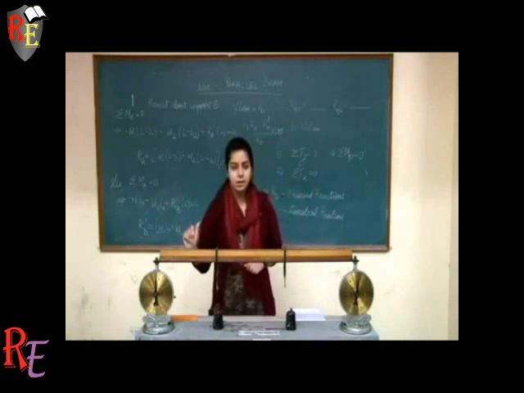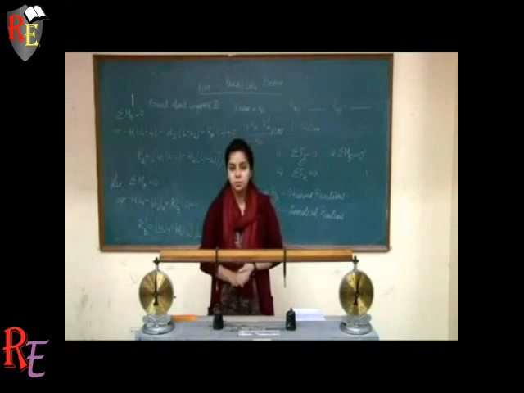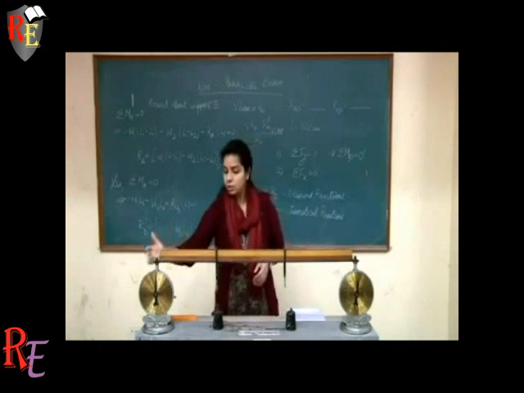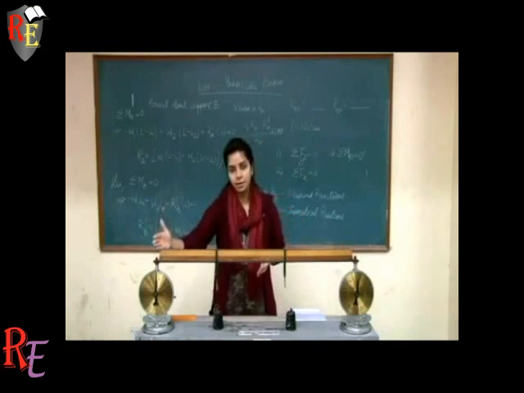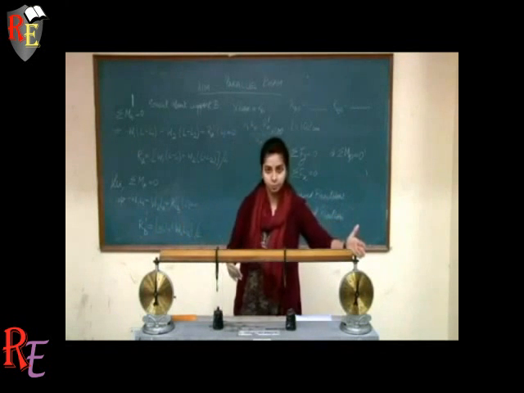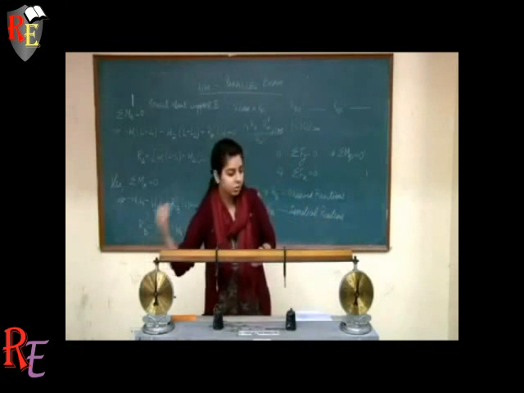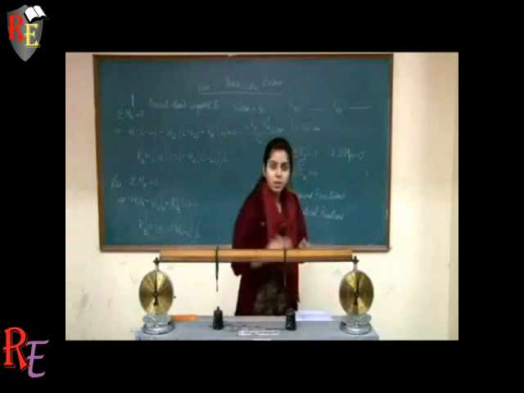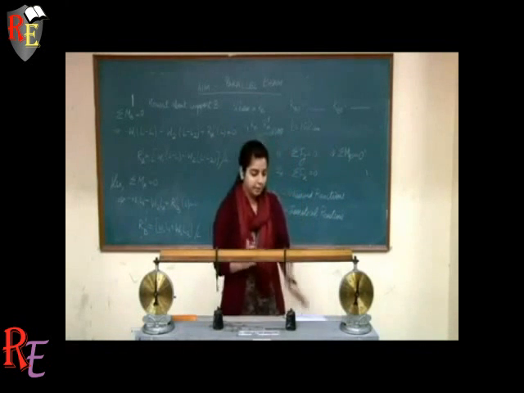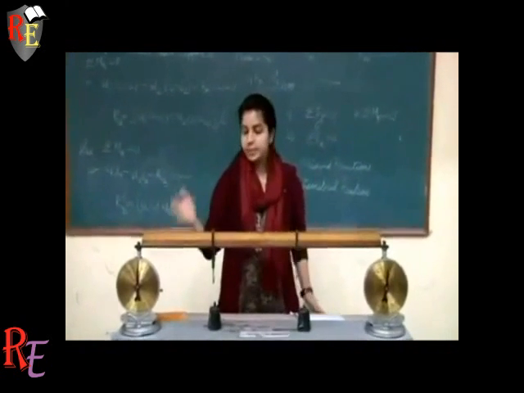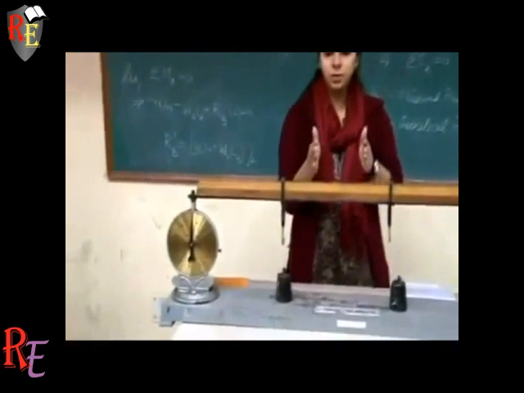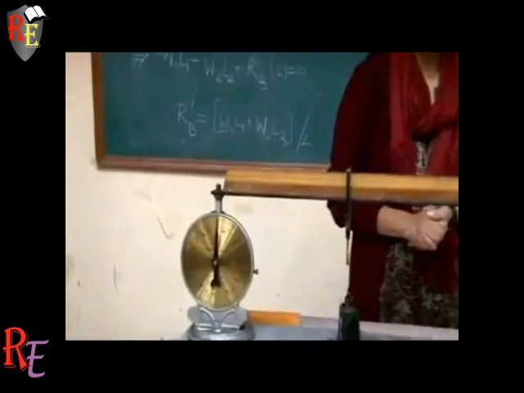Now, before we start the experiment, the first thing that you need to do is note the initial readings of these compression spring balances, RAO and RBO. Technically, these readings should be 0. If not, it only means that these readings are equal to the weight of this rigid beam.